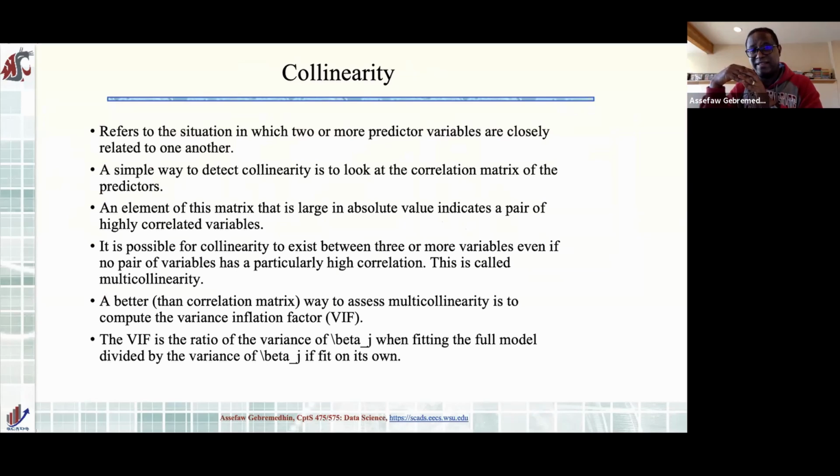We will look at this notion in a related way when we talk about unsupervised learning and principal components analysis. But I have a few points that help you know about collinearity, what it means, how to deal with it, and how to quantify it. The notion simply means predictor values are closely related to one another. You can find out if this is the case by computing the correlation matrix of the predictors. If the elements in this matrix are large in absolute value, that tells you these variables are highly correlated.